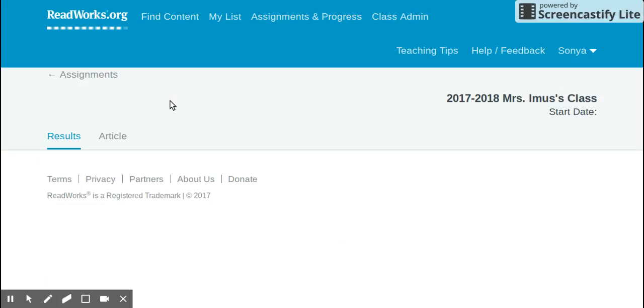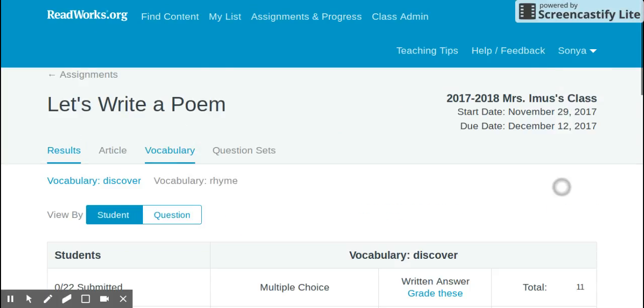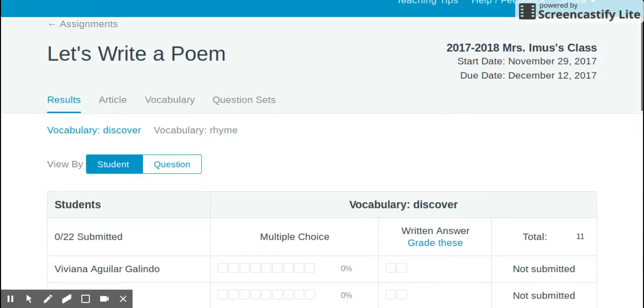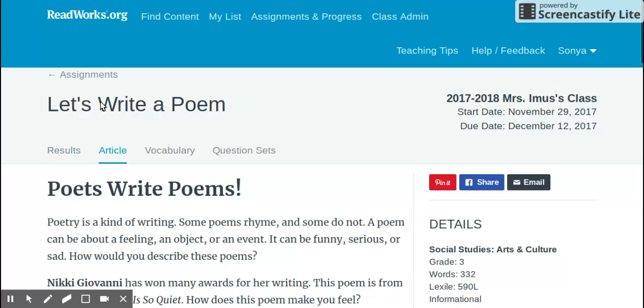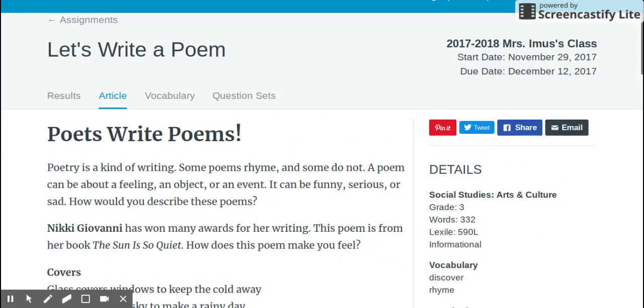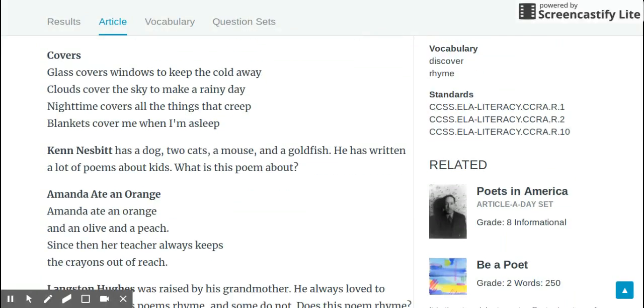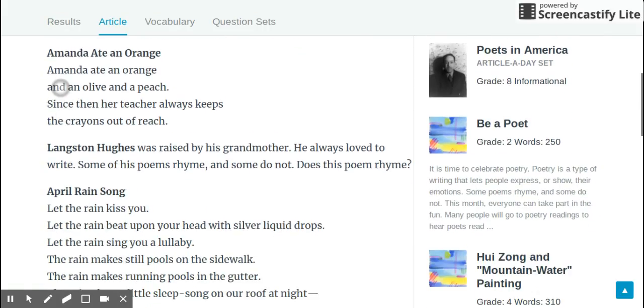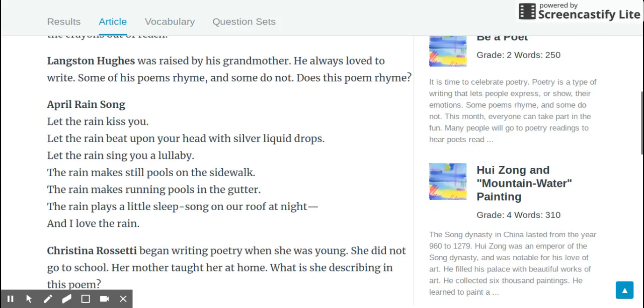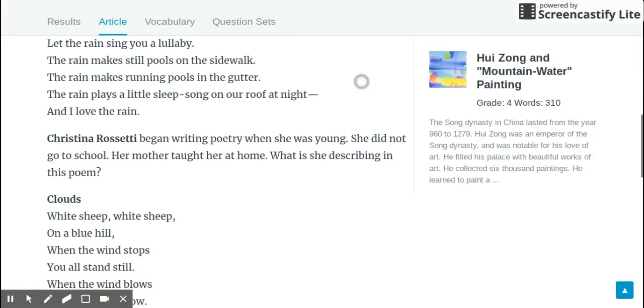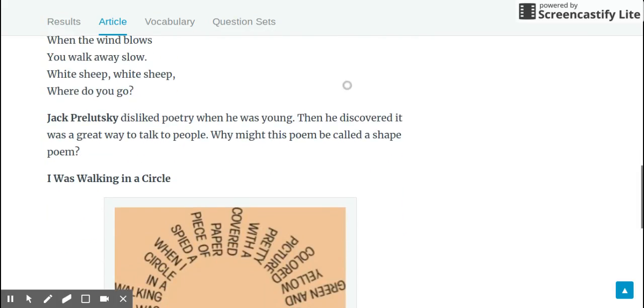So if I click on this poem, it shows me here students' results, which of course there's nothing because you haven't done it yet. I'm just now giving you the assignment, but I wanted to show you the actual article. It's Poets Write Poems. It's talking about poetry and what it means, what kinds they are. It's talking about Nikki Giovanni, who has won some awards. There is another individual named Ken Nesbitt, who wrote some poems as well. Langston Hughes is another poet. Christina Rossetti. And then down here at the bottom, it's Jack Prelutsky.